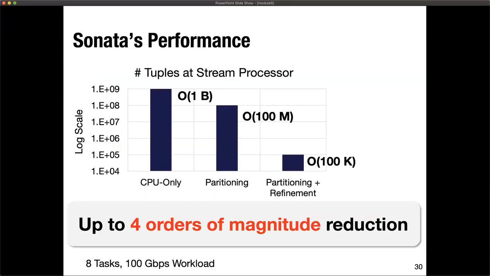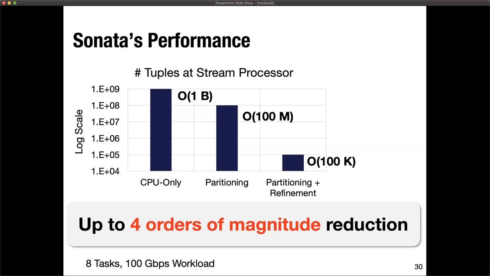And now when you revisit this graph that we were looking at earlier, with just the partitioning, the workload reduction was 1 order of magnitude. But with this refinement that I was describing and partitioning combined together, it is actually able to find better opportunities to execute this query in the hardware switch, and then able to reduce the load by 4 orders of magnitude, right?